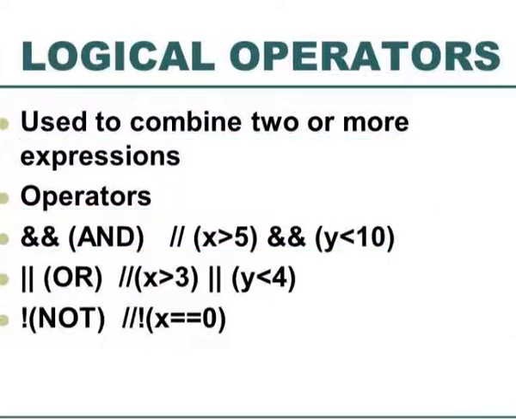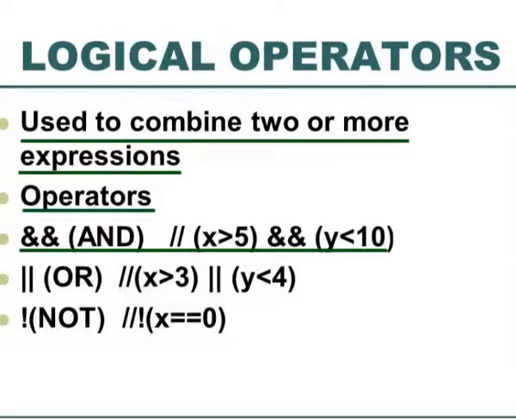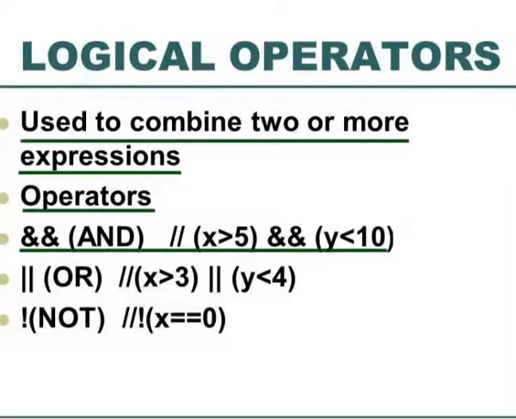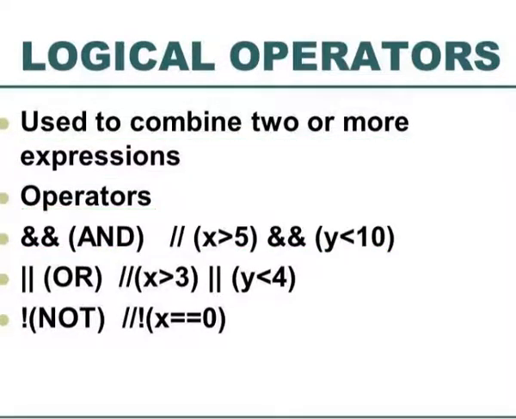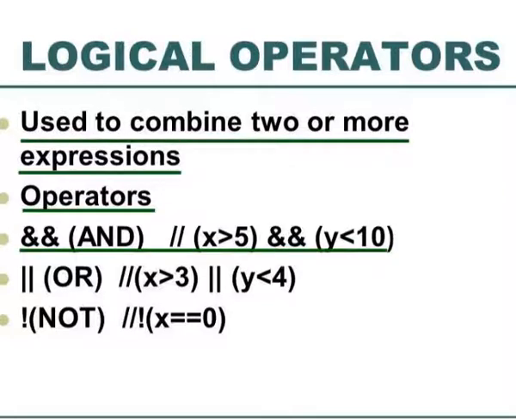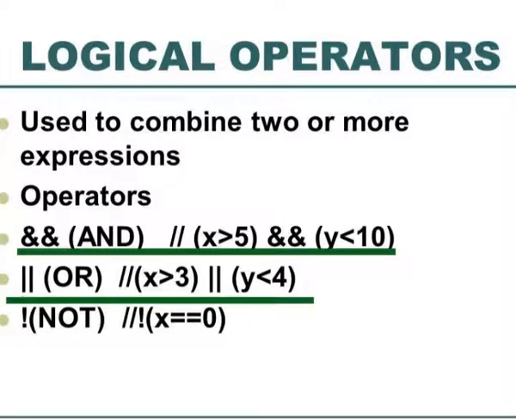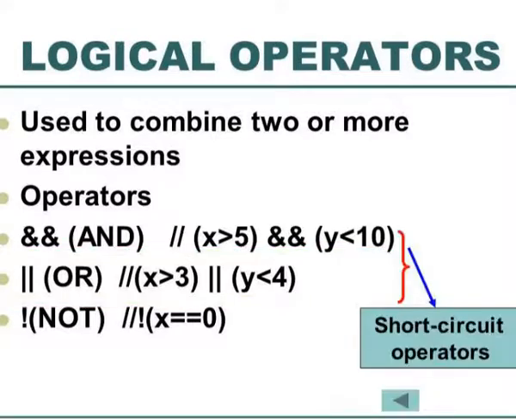Next we move to the logical operators. They are used to combine two or more expressions. The operators that are available are AND, OR and NOT. So, this is the example that I have given just beside it: x is greater than 5 and y is less than 10. Then you have the OR operator, which is nothing but two pipe symbols: x is greater than 3 or y is less than 4. Then you have the short circuit operators.